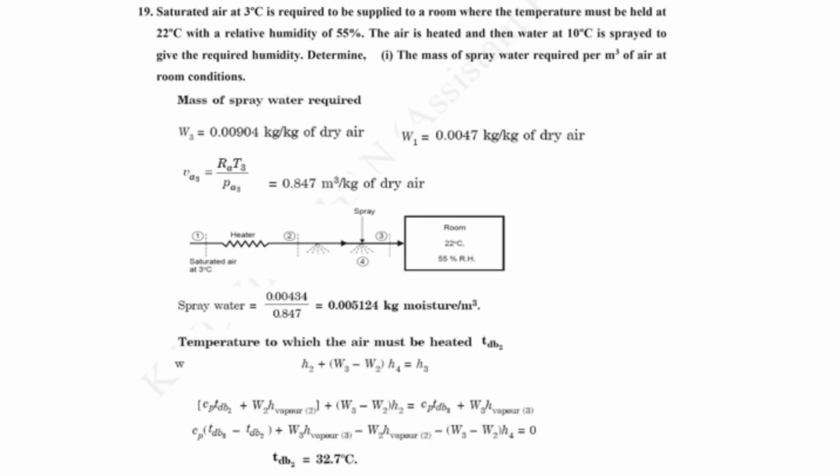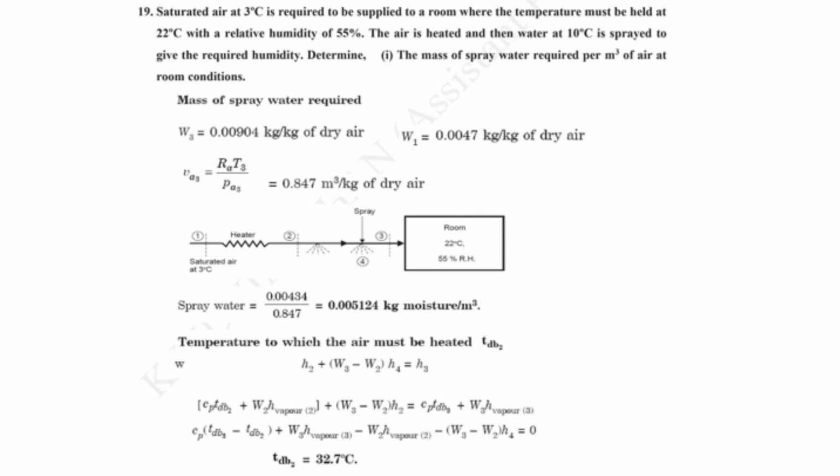Saturated air at 3 degrees Celsius is required to be supplied to a room where the temperature must be held at 22 degrees Celsius with a relative humidity of 55%. The air is heated and then water at 10 degrees Celsius is sprayed to give the required humidity. Determine the mass of spray water required per meter cube of air at room condition.